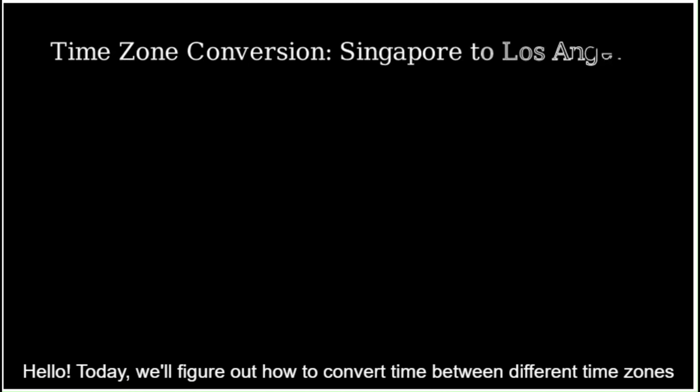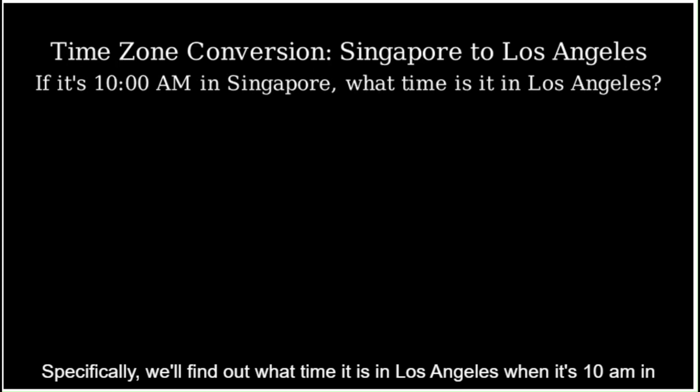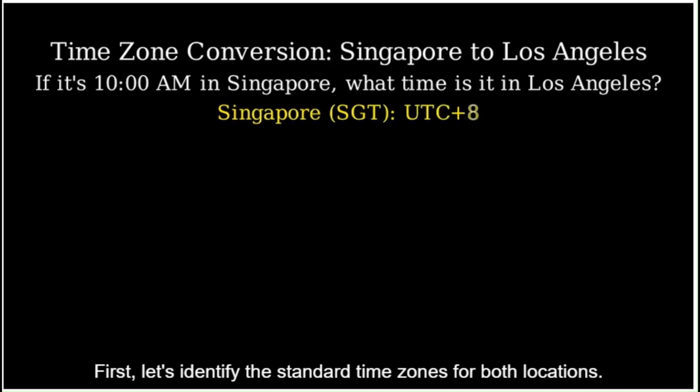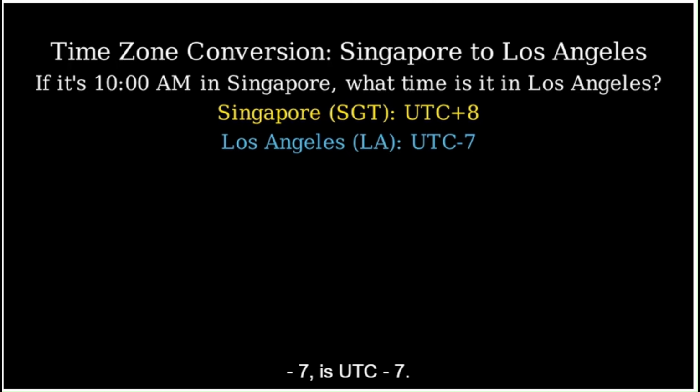Hello. Today, we'll figure out how to convert time between different time zones. Specifically, we'll find out what time it is in Los Angeles when it's 10 a.m. in Singapore. First, let's identify the standard time zones for both locations. Singapore time, or SGT, is UTC plus 8. Los Angeles time, in this example using UTC minus 7, is UTC minus 7.